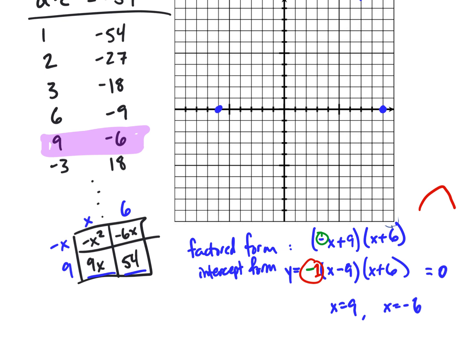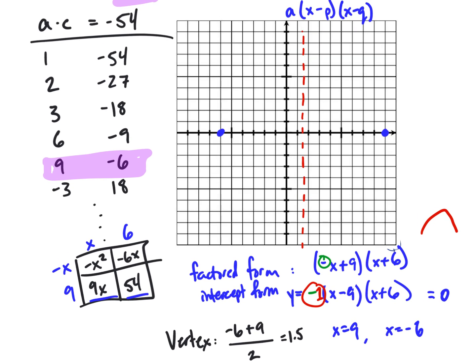But I don't know exactly where everything else is. So I'm going to have to find the vertex. The vertex is the average of negative 6 and 9. So add them up and divide by 2. And I get 1.5. So that means that my vertex is along the line of symmetry, which is at 1.5, kind of like this.